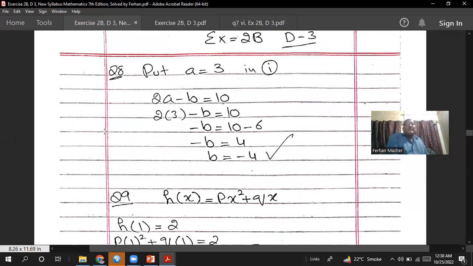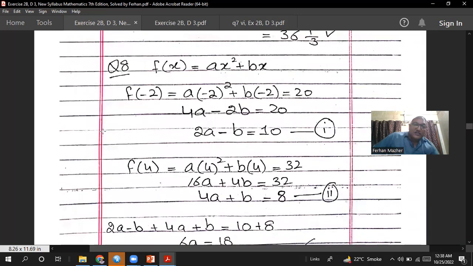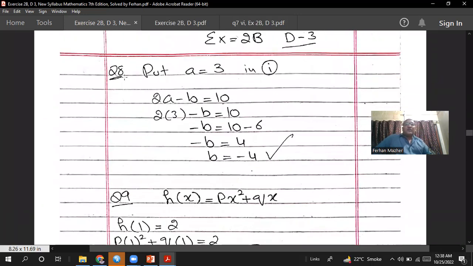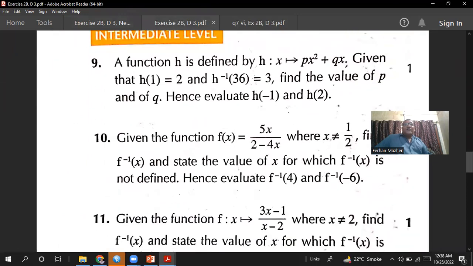So we will have minus b equals 10 minus 6. So minus b will be equal to 4, and b will be equal to -4. So this is how you will find question number 8. And this is question number 8, and you can see the whole question. And this is the last portion of question number 8. So hopefully you understand. Now we are going to the next question.